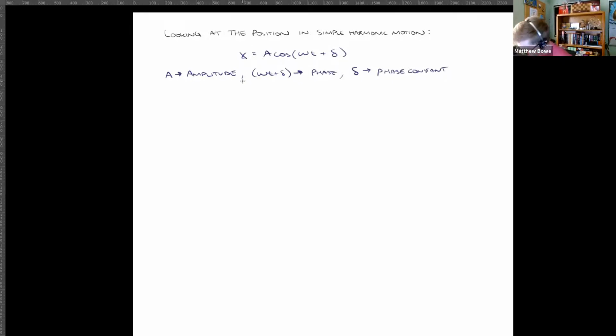And I'm going to add another one. Omega in this case is the frequency, or I'll say angular frequency.